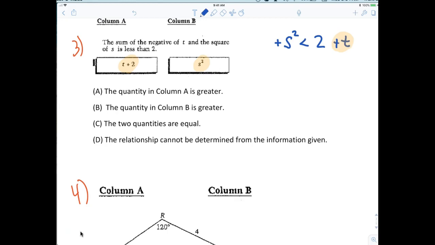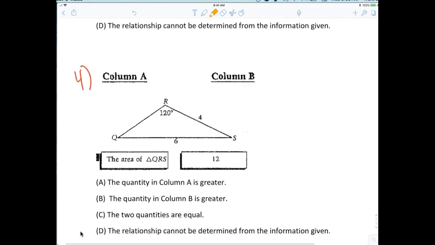So now what's the obvious answer? S squared is less than t plus 2. So t plus 2 is what? T plus 2 is greater than s squared. So the correct answer is what? The quantity in column A. All right. Any questions? All right, let's go to 4 now.